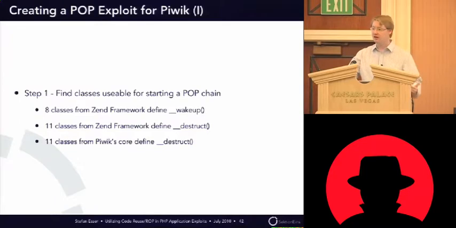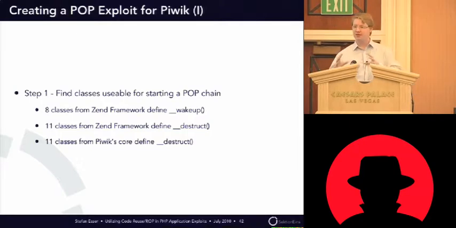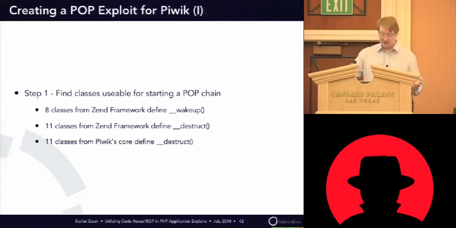So when you want to exploit it, you need, as always, the start of a POP chain. What you do is take the source code, take your favorite text editor or IDE, and just search for __wakeup and __destruct. When you do that, you see that there are 8 classes from the Zend Framework, because it comes with a small subset of the Zend Framework. 8 classes of the Zend Framework come with __wakeup, 11 classes come with __destruct, and 11 classes from the core classes also come with __destruct.